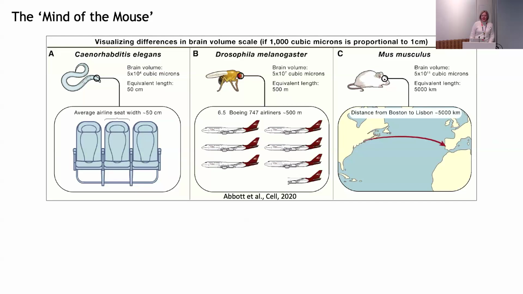And I usually show this figure because I think it's very powerful. So the future then is looking towards mammalian connectomes. So for the mind of the mouse, if the effort to map the mind of the worm is 1 airline seat in width, then the challenge of mapping the mind of the fly is 6.5 Boeing 747s, and the challenge of mapping the mind of the mouse is the distance from Boston to Lisbon. And that scale changes across the whole pipeline. So in sample preparation, in imaging, and in data analysis, which is why we're here today.